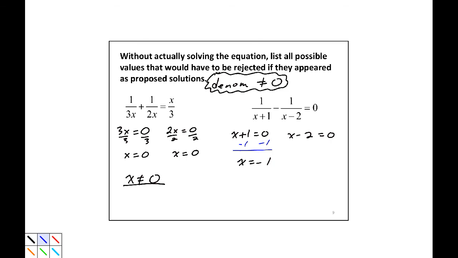And what value would make x minus 2 equals 0? Well, adding 2 to both sides, we see that would be x equals 2. So that tells us that x cannot be negative 1 or positive 2, because our expressions would be undefined for that value of x.